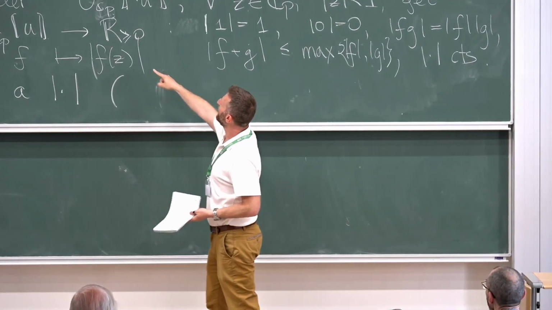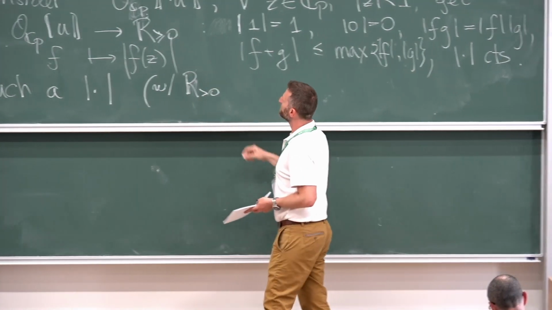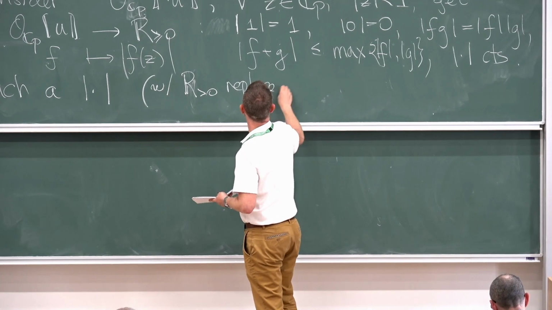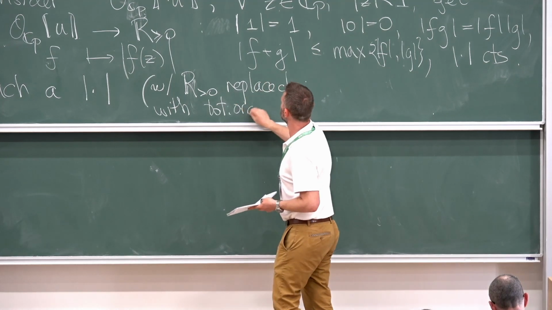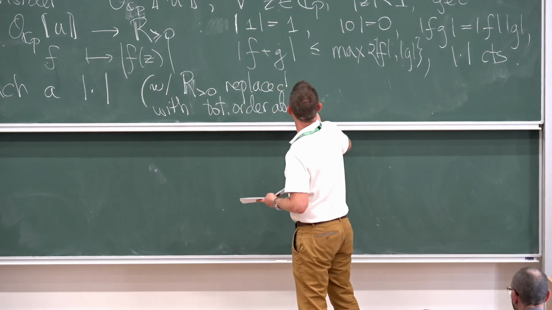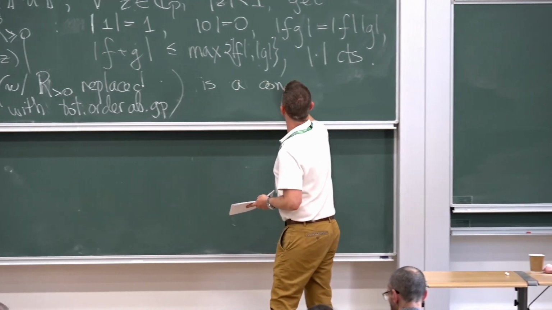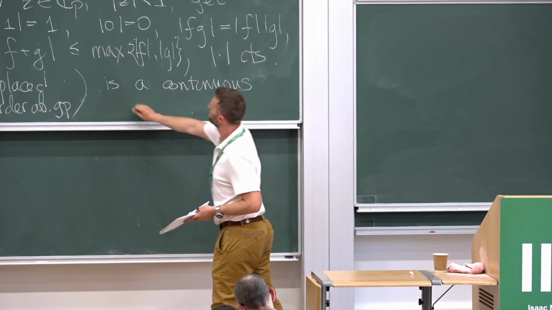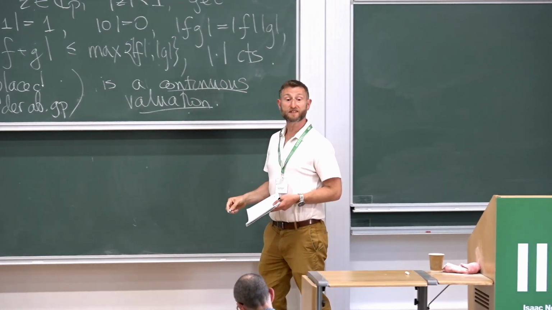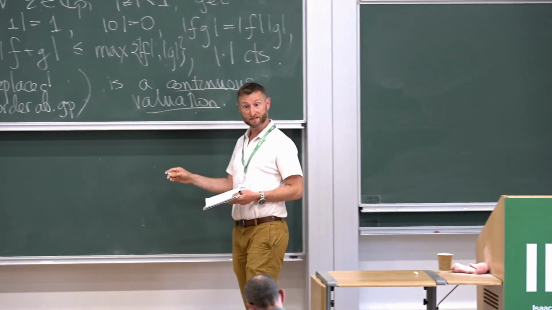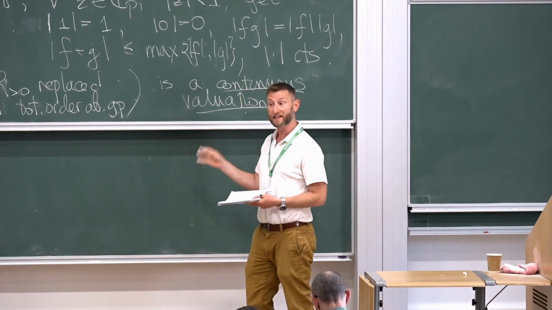and it doesn't even have to be valued in the real numbers. If I take the positive real numbers and I replace them with some other totally ordered abelian group, such a thing is called a continuous valuation. And you can consider all of the continuous valuations of such a topological ring to get a new sort of geometric object, and that's what's called an adic space.